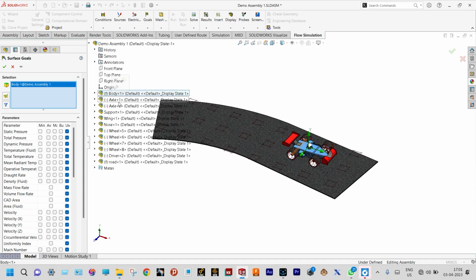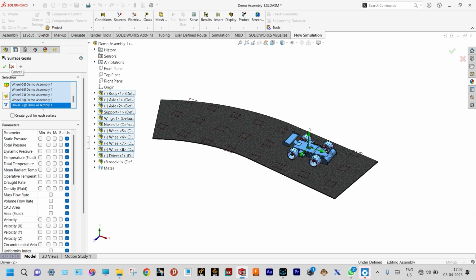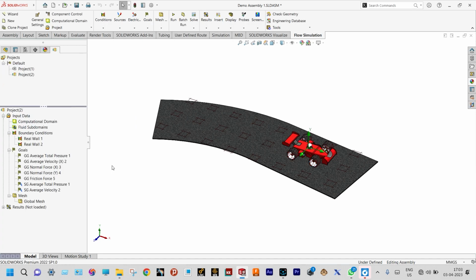This is the main body. Axle also, we can select both the axles, supports, wing, that is the back side, nose, that is the front side. Let us select wheels also, that will provide velocity, pressure, etc. at different locations, and driver also. We have selected all the parameters, and we need to find the summation of all these things together. If we want, we can create a separate goal for each of the surfaces also, but let us avoid this one. We want to have an accumulated one, right? We need to find average total pressure and average velocity. Green check. All the goals determined.